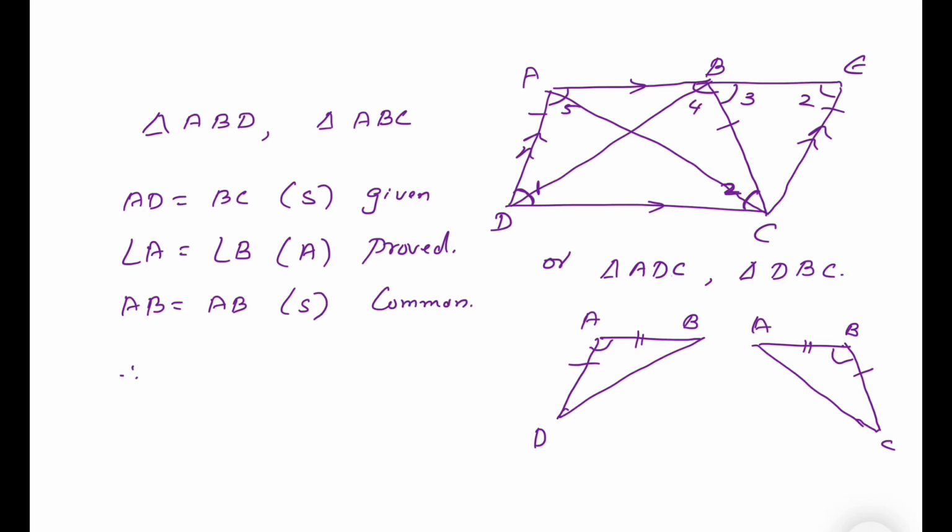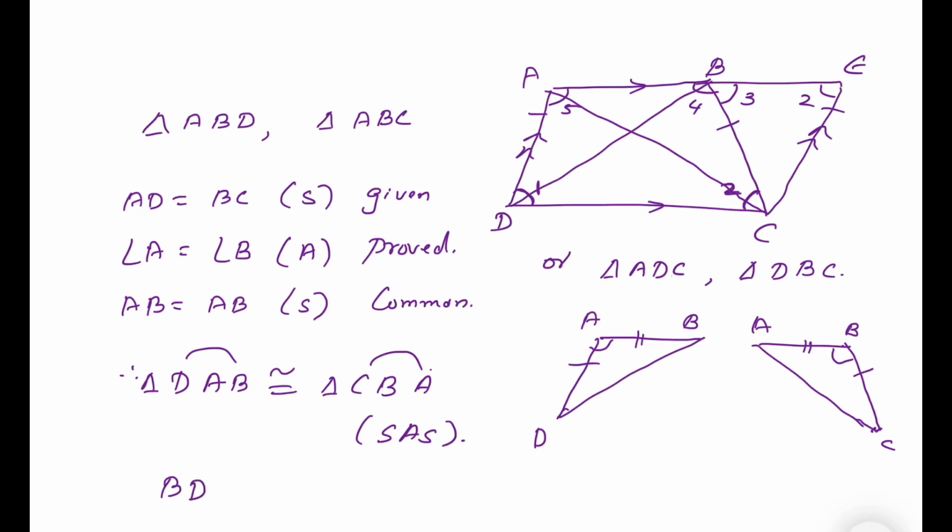Therefore, triangle DAB is congruent to triangle CBA by SAS. From this you can say BD equals AC. It's a very, very important question, so please practice it. The construction part is the important thing.